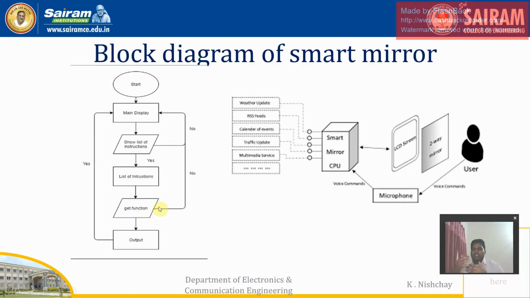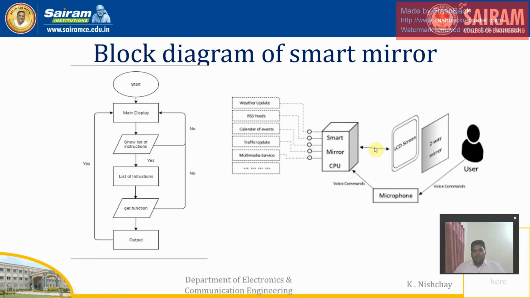If it is there, it gives a list of instructions and gets to the function. Here Google plays a main role in getting the databases based on the cookies. If it is not present in that instruction, it goes back to the main display. Once all this goes through with the true state, the output is given to the main display so that the person can see the required information.